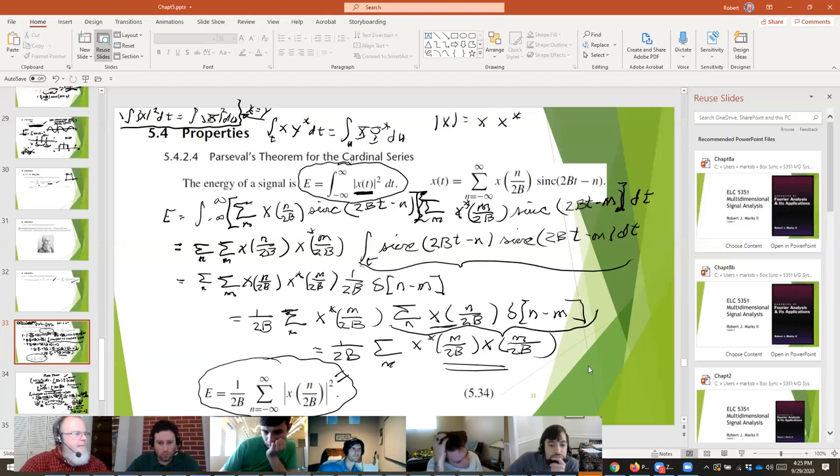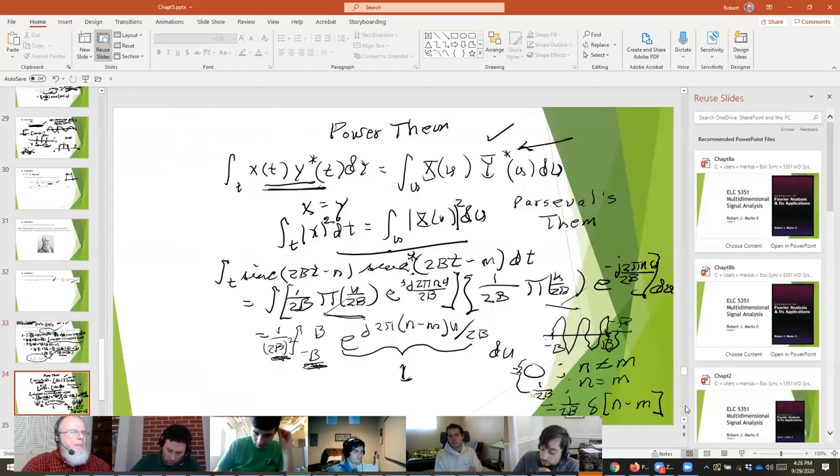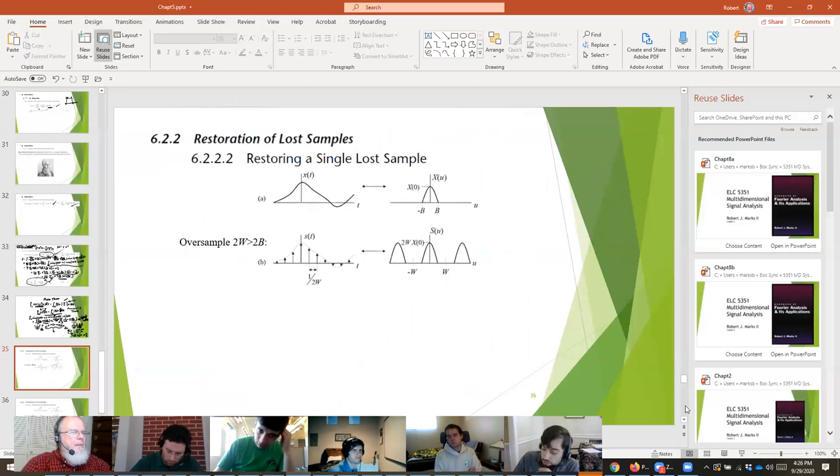Okay. So that's Parseval's theorem for the cardinal series. Again, if you get away from all of the little details, it says that the energy can be computed this way or the energy can be computed this way. The energy can be computed from the original signal or it can be computed from the samples of the signal. Any questions on this, by the way?